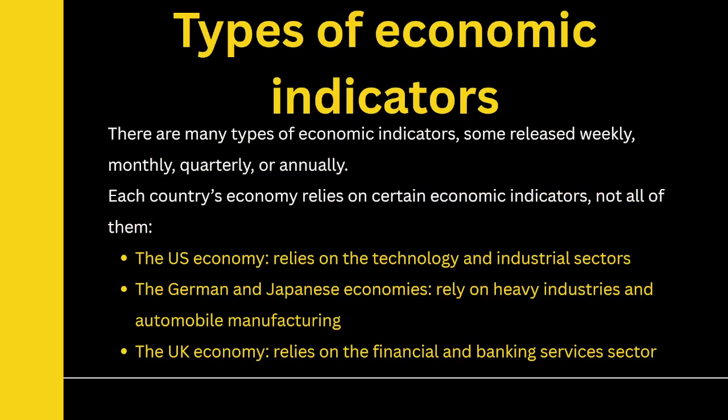Types of economic indicators. We've covered many of the economic indicators in our fundamental analysis lectures, but there are many types of economic indicators, some released weekly, monthly, quarterly, or even annually. Each country's economy relies on certain economic indicators, not all of them. For example, the US economy relies on the technology and industrial sectors. The German and Japanese economies rely on heavy industries and automobile manufacturing. And the UK economy relies on the financial and banking services sector.